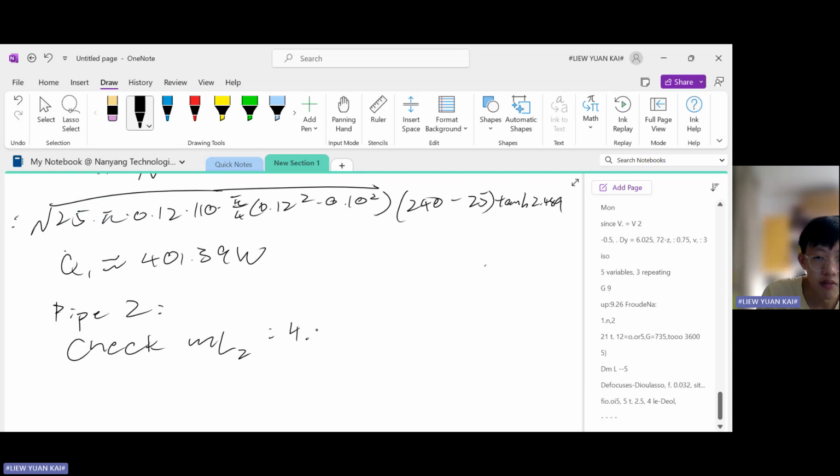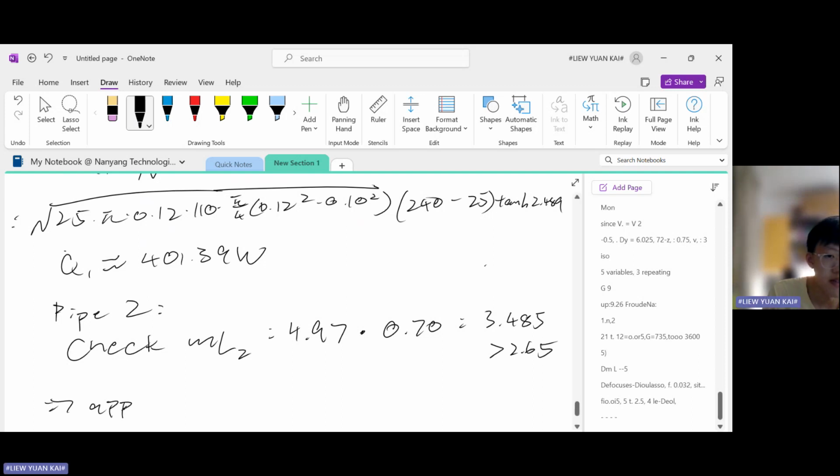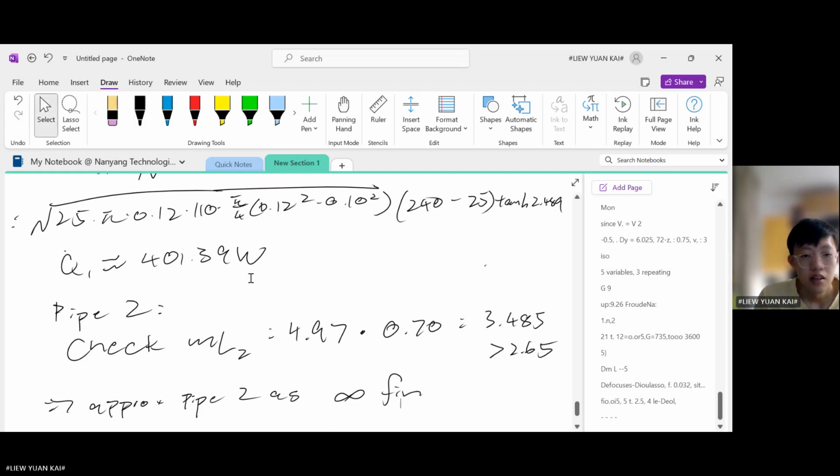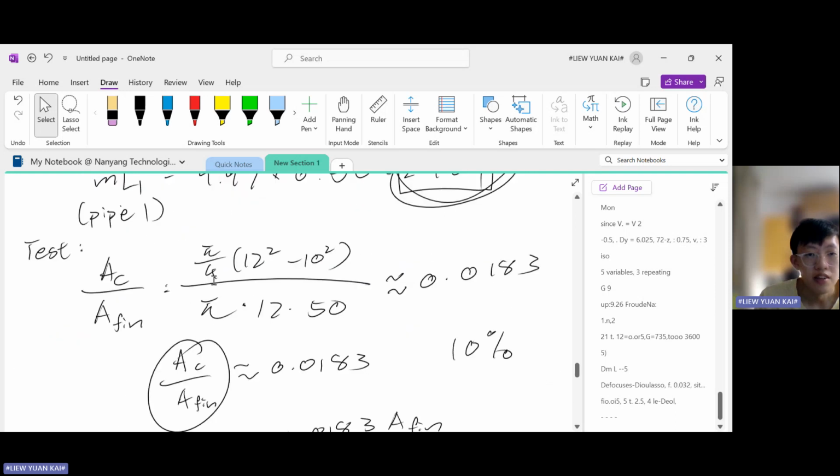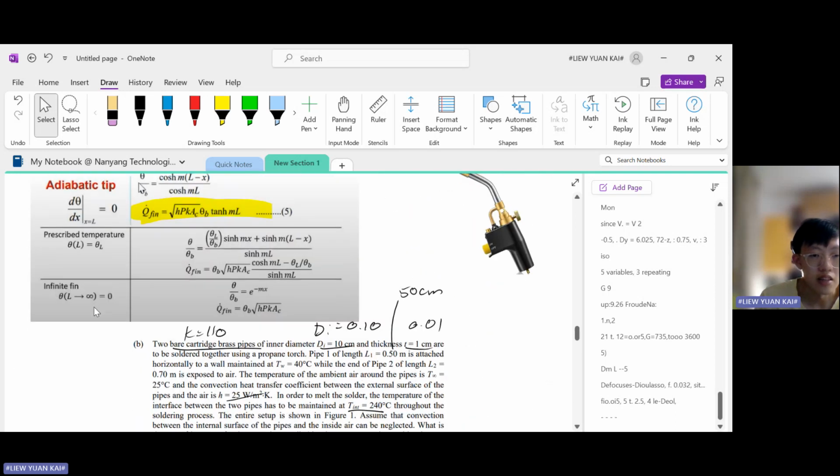So M is 4.97. L is 0.70. Then this is 3.485. You ask yourself, is this greater than 2.65? Yes, it's greater than 2.65. Meaning to say we can approximate pipe 2 as infinite fin. So when we can approximate this as an infinite fin, you go back to the list of formulas, take the infinite fin formulas, and we want the heat rate in particular. So you take this formula.